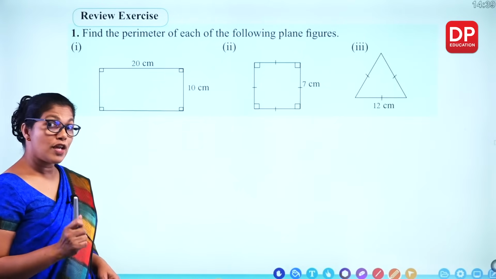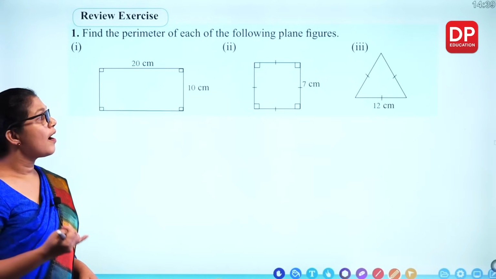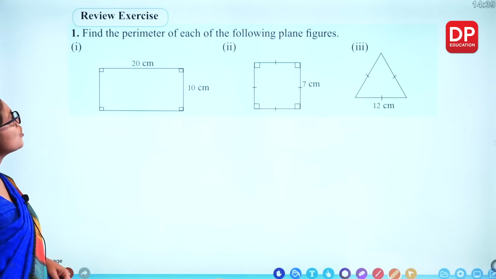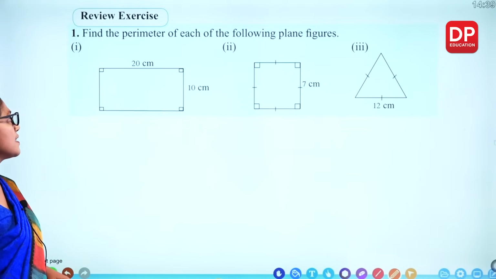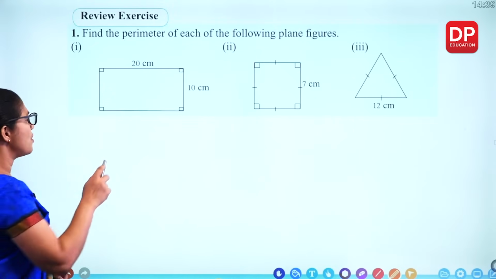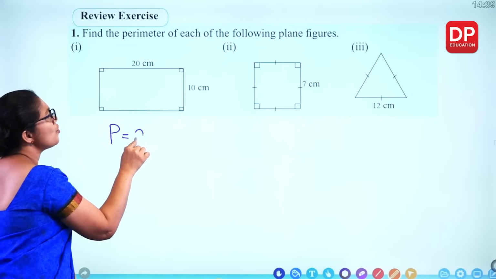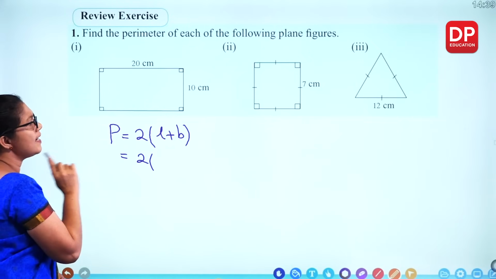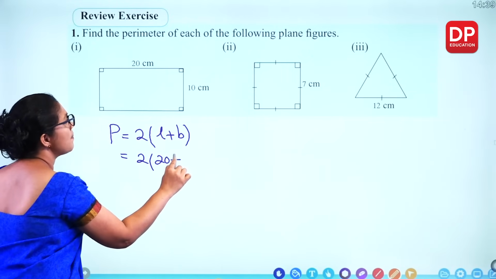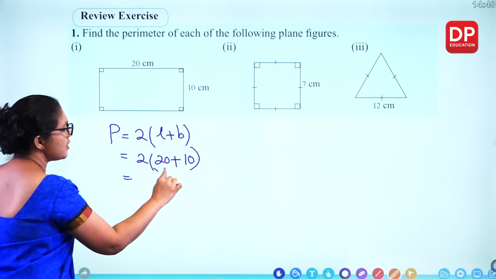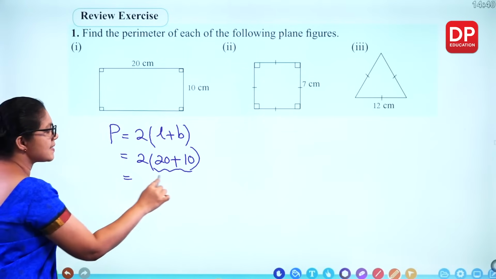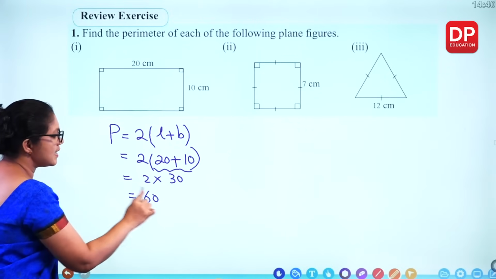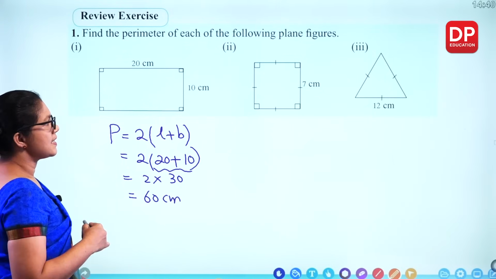So we did all these shapes: rectangles, triangles, square and circle. So we'll see whether we can find the perimeter. In the first question, find the perimeter of each of the following plane figures. So this is a rectangle. Can you remember the formula? You can straight away write 2 times length plus breadth. So 2 times, what is the length here? The longer side we call length. 20 plus 10. According to BODMAS, first brackets, 20 plus 10 is 30. 30 times 2, you get 60. So what's the unit here? You have to use centimeters.